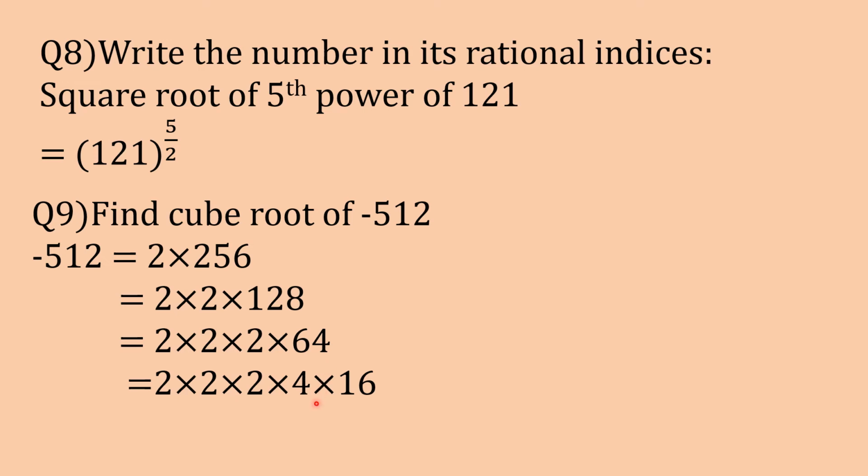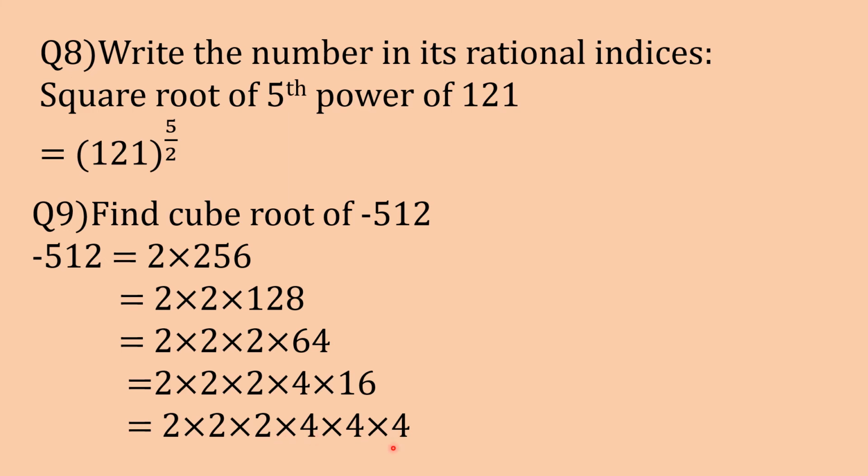Now 64 I've done with the 4's table, that is 4 into 16. Now further this 16 I can write as 4 into 4. So in the next step you'll write this as it is, that is 2 into 2 into 2 into 4, and this 16 will be written as 4 into 4. So this way I have factorized 512. If you factorize, you'll get 2 into 2 into 2 into 4 into 4 into 4.